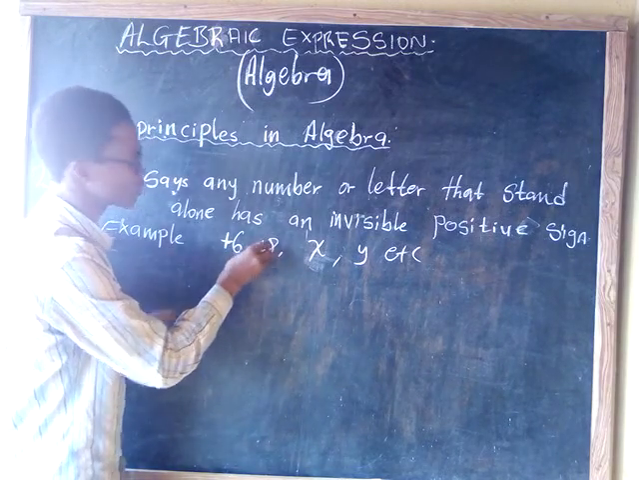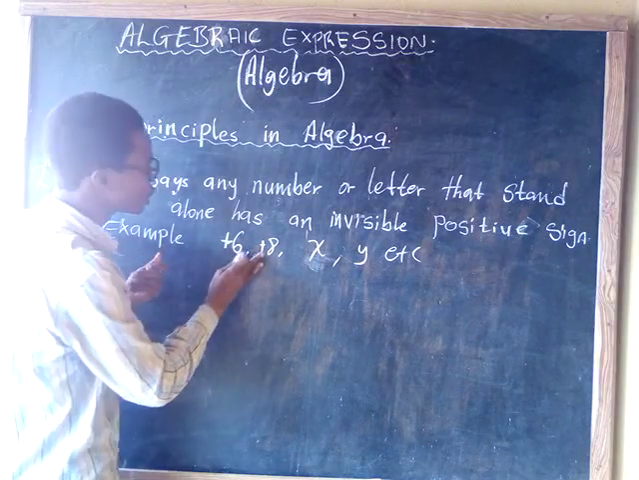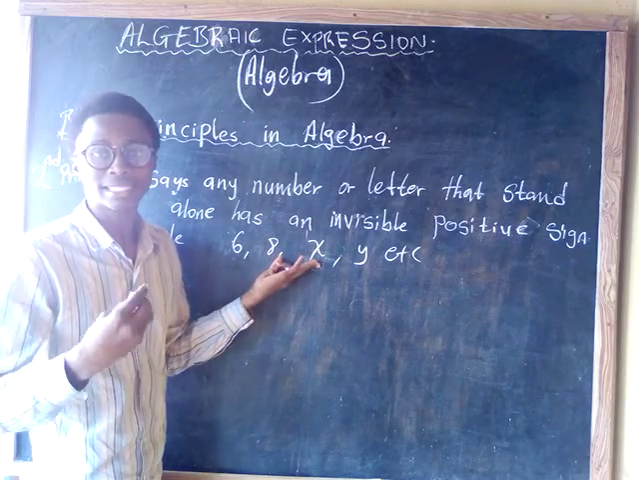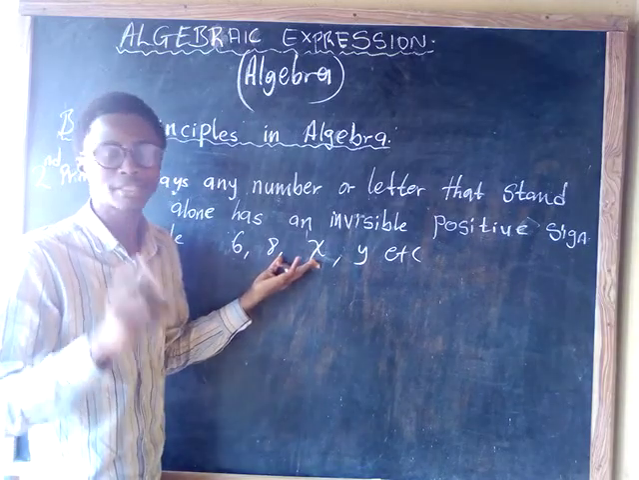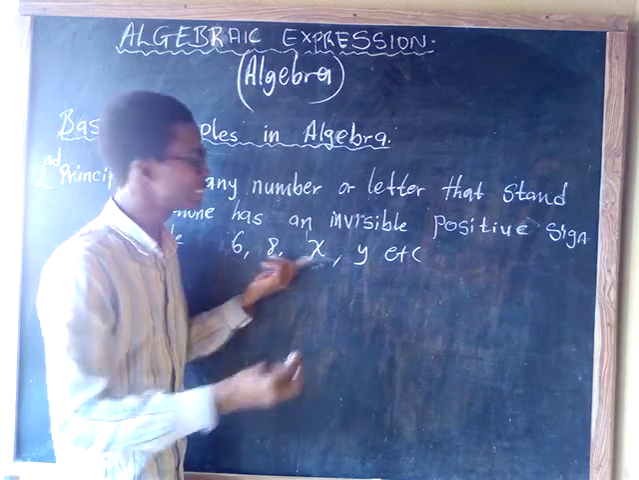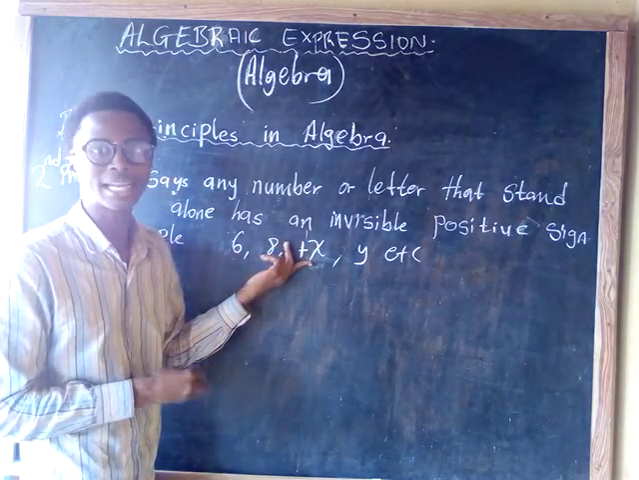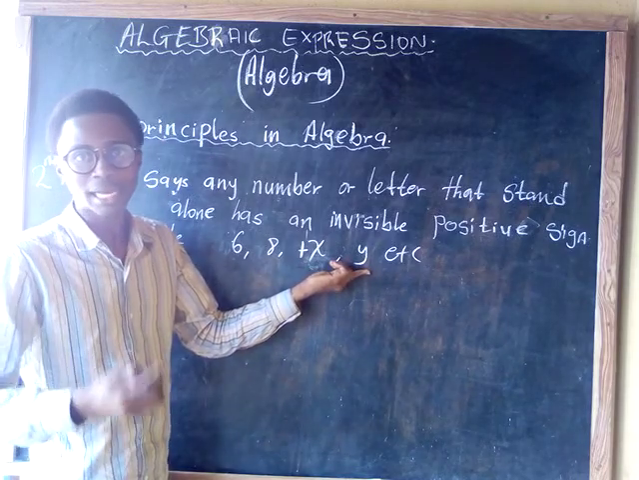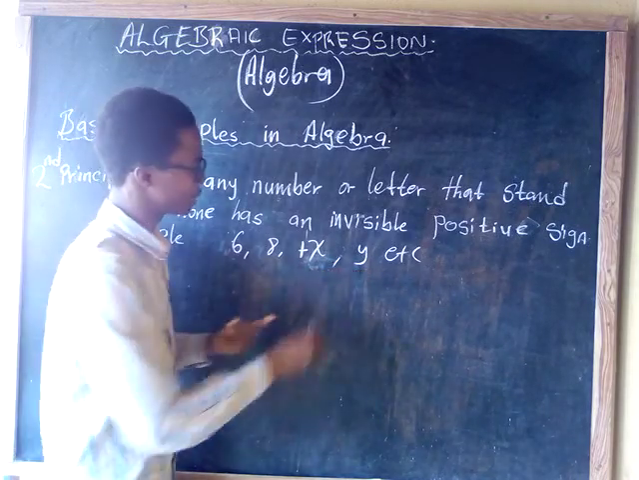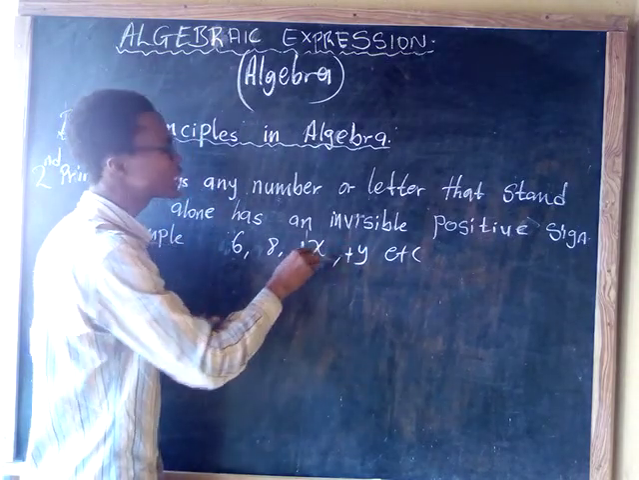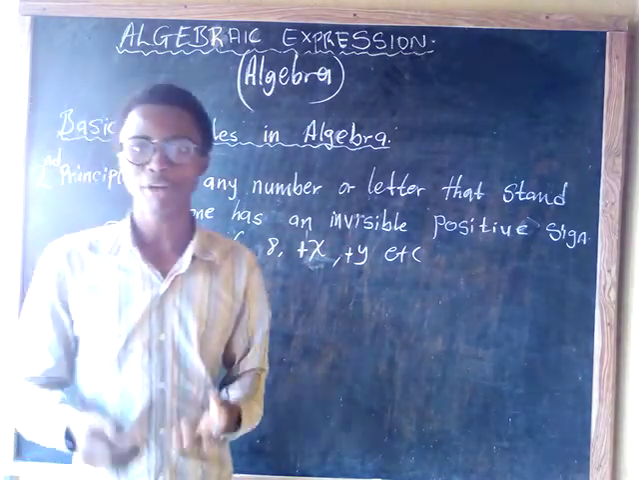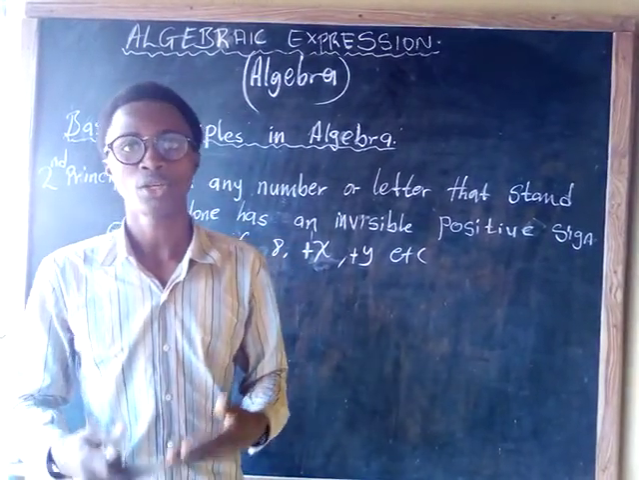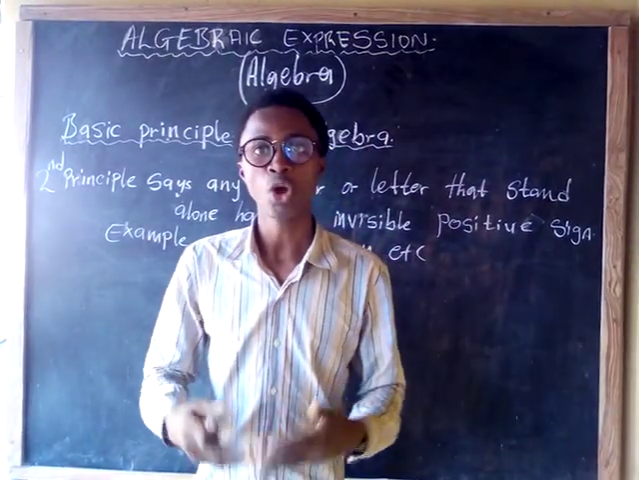You cannot see it, but it is there. Also, this letter that stands alone has a positive sign. You cannot see it, but it is there. That's why we say invisible positive sign. And this letter X that stands alone has a positive sign. So this is what the second principle of algebra is saying: any number or letter that stands alone has a positive sign.